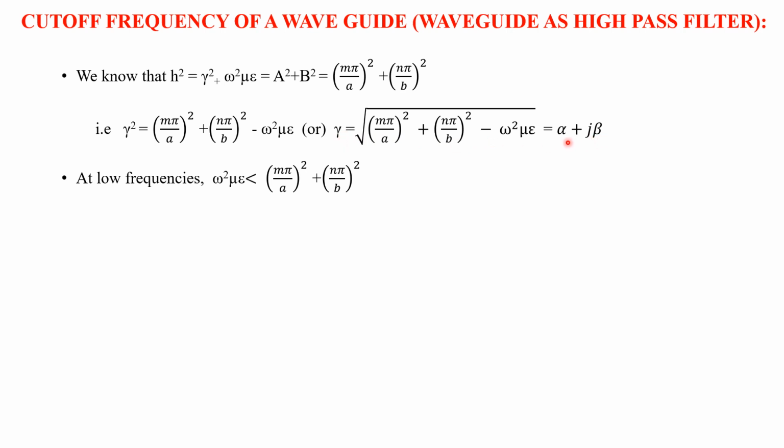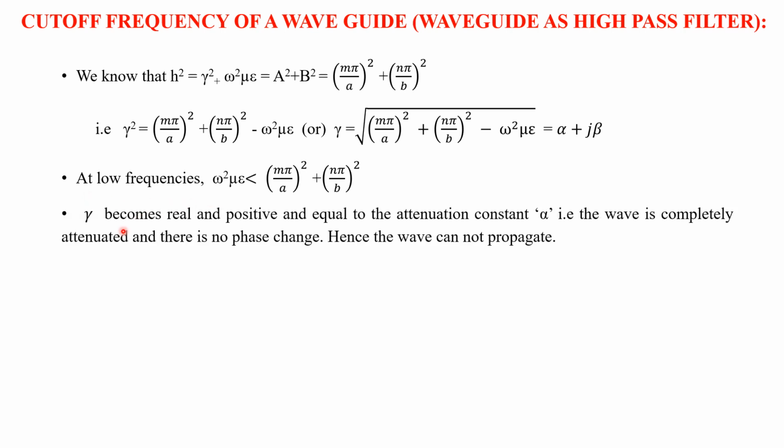We know alpha is the attenuation constant. Here we have only attenuation, there is no phase shift. Only attenuation means the signal won't be allowed; the entire signal is going to attenuate. This is the condition for attenuation. Whenever omega square mu epsilon is very much less than (m pi by a) whole square plus (n pi by b) whole square, the total signal is going to attenuate. No signal passes through the waveguide, which means the waveguide acts as a barrier. I mean, the waveguide cannot pass signals which have low frequencies.